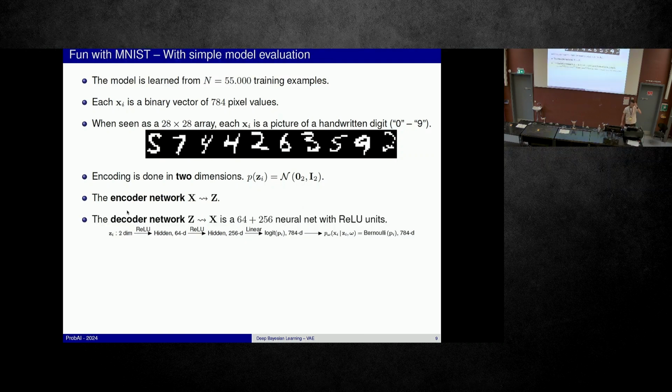For the decoder network, we map from our two-dimensional latent space to a 64-dimensional hidden space, to a 256-dimensional space, and then down to our 784-dimensional space corresponding to each of the pixels. And the values that we have down here are interpreted as logits for Bernoulli distributions, one for each of the variables corresponding to pixels in our image.